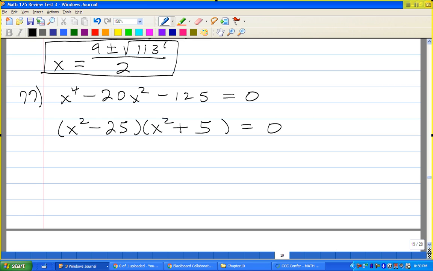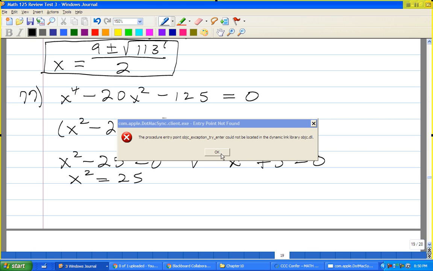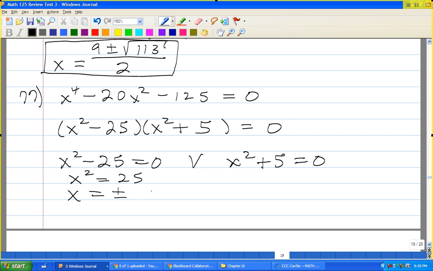And so let me set each factor equal to 0 and solve for x. And so I have x squared minus 25 is 0, or x squared plus 5 is equal to 0. And so x squared is equal to 25. So by the square root property, x is equal to plus or minus the square root of 25, 5.